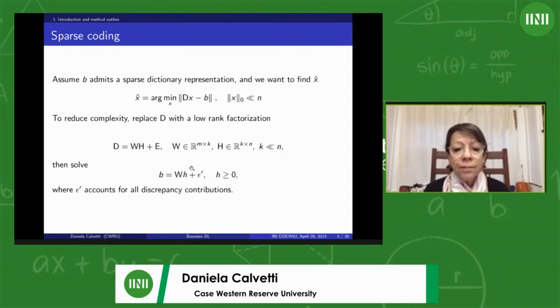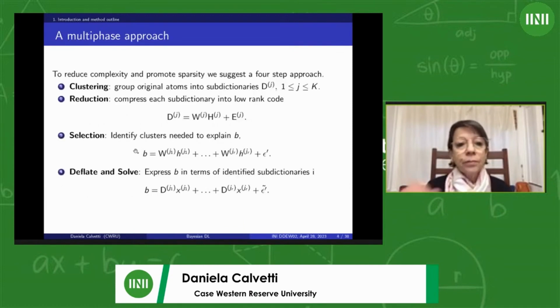Now the term epsilon prime here is one that collects all of the contributions to this discrepancy between the matching of B with the entries of W and B itself. So it could be from the difficulty in representation of B, but also from some mismatch between the original dictionary D and this low rank representation that we're using right now.